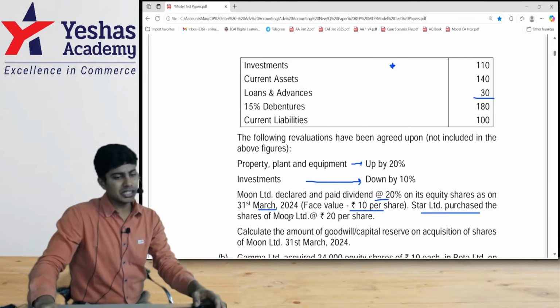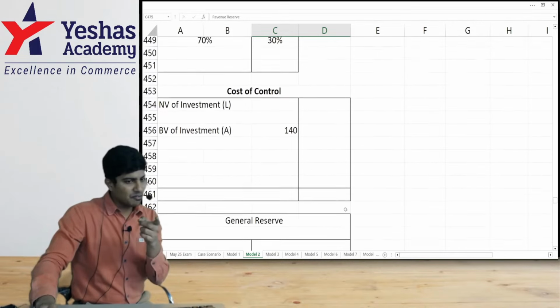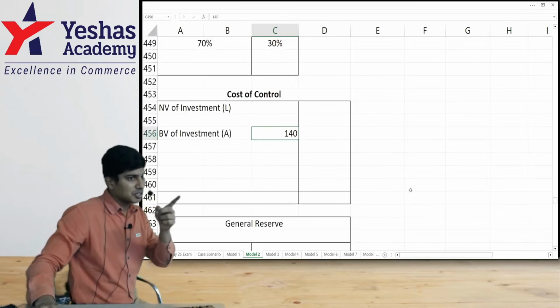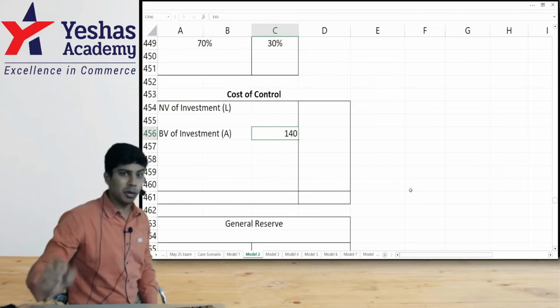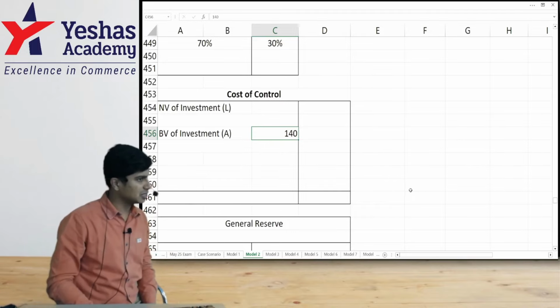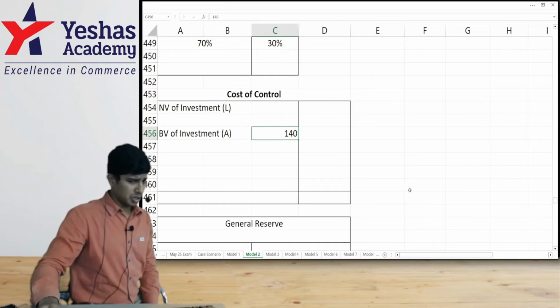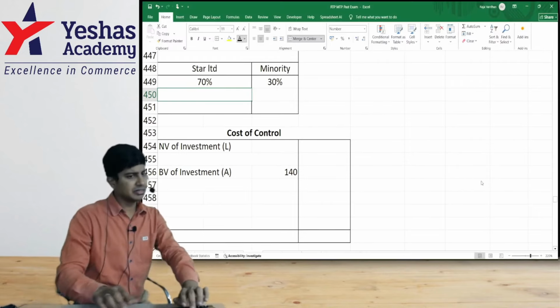Star Limited purchased shares of Moon Limited at 20 rupees per share. This 140 is there, no? These 140 lakhs, this purchase of shares, at what rate? 20. So I know 140 lakhs is the total amount. I know per share it is 20. Can I find the number of shares? Very easy. 140 lakhs divided by 20. What do you get? Can I say I was holding 7 lakh shares?